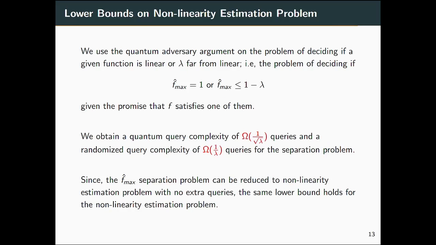As for the lower bounds, we use the quantum adversary argument on the problem of deciding if a given function is linear or lambda apart from linear. Using that, we obtain a quantum query complexity of omega of 1 over square root lambda queries and a randomized query complexity of omega of 1 over lambda queries. Since the f-hat max separation problem can be reduced to the non-linearity estimation problem with no extra queries, the same lower bound holds for the non-linearity estimation problem.